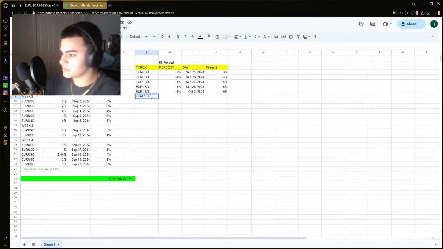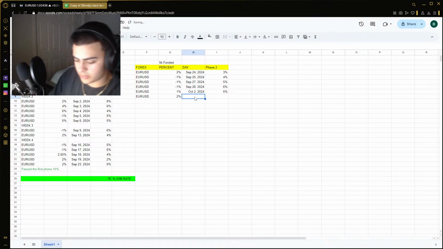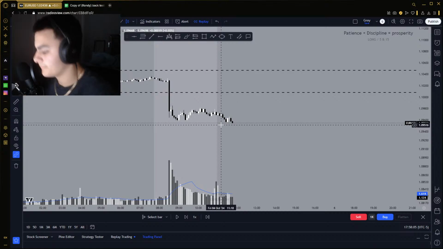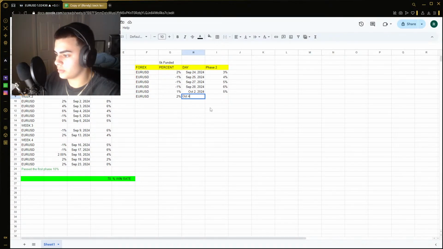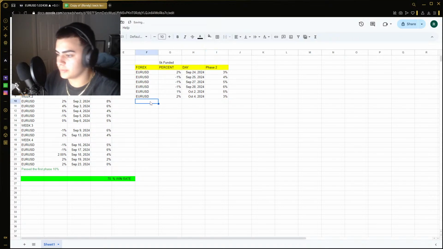Your USD 2%. October 4th, 2024. Just goes down to 3%. Your USD.